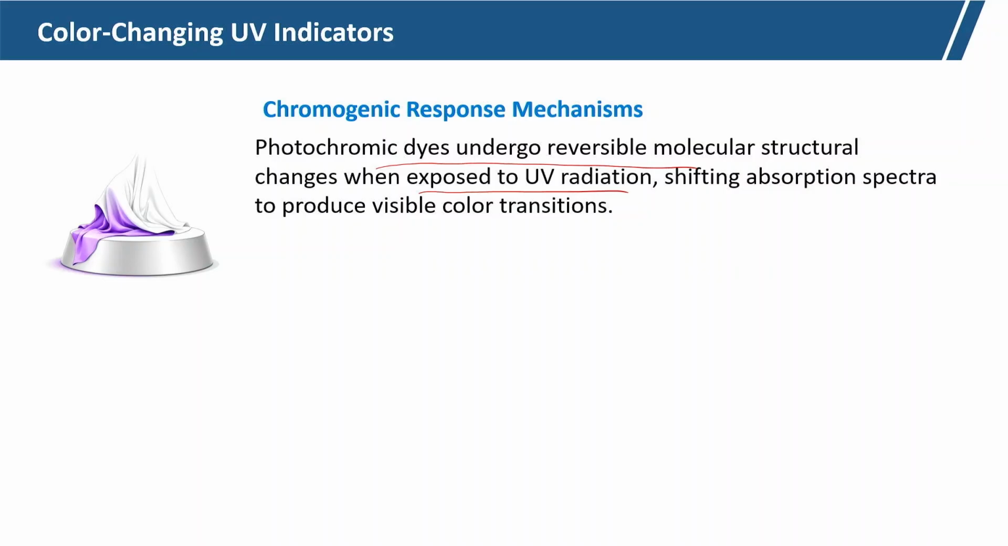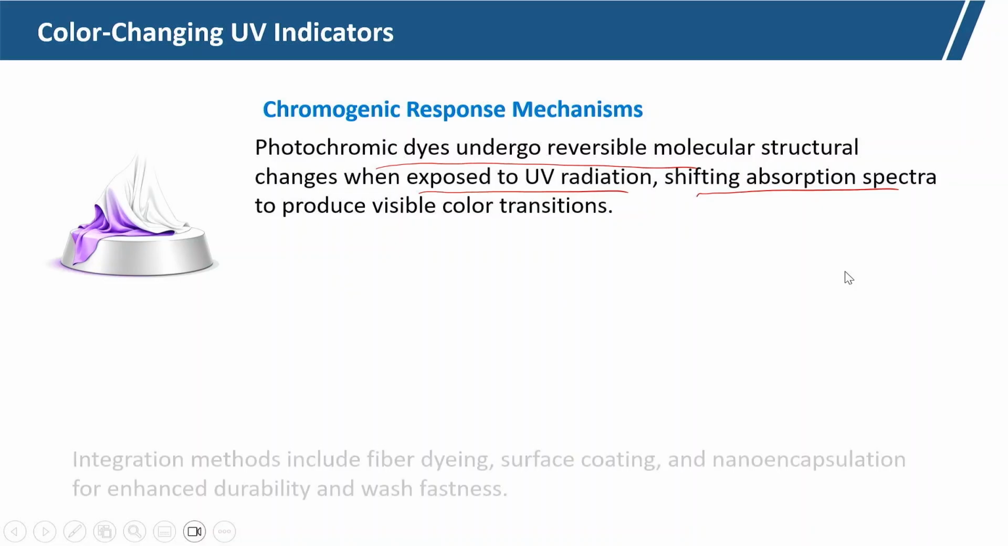Depending on the UV radiation frequency, it shifts the absorption spectrum to produce the visible transition, so that the UV ray, which is not visible, becomes visible. Depending on the type of photochromatic dye, it actually creates the color sensation.